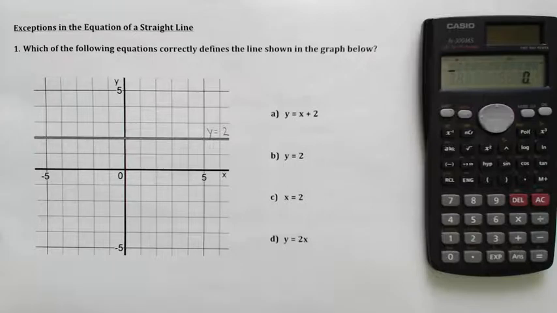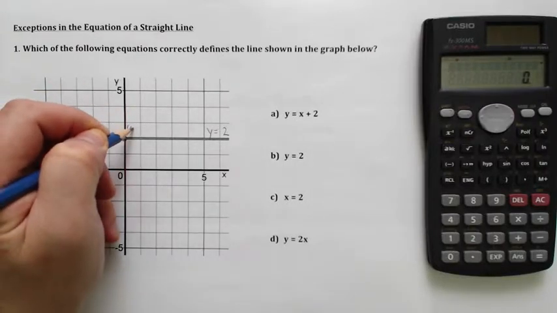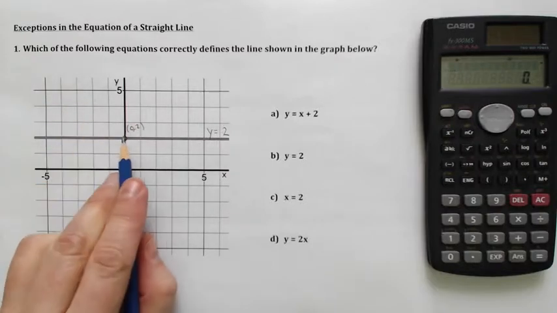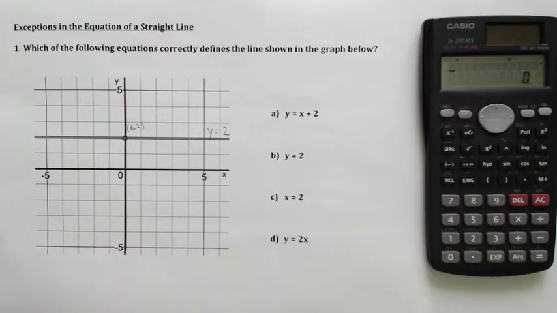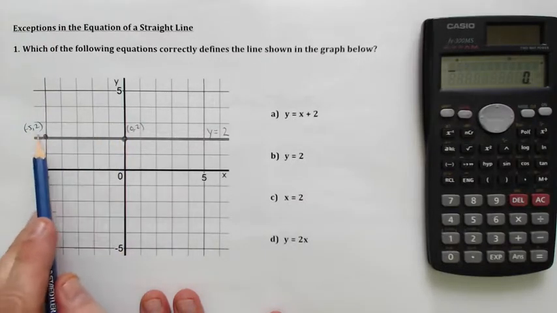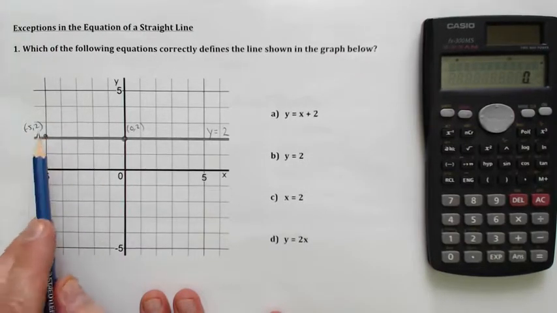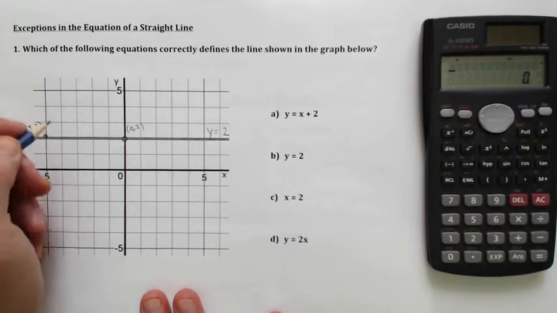A nice way of thinking about this is, if you look at this point here, for example, this is the point (0, 2). So the x is 0, the y is 2. And over here we have the point (-5, 2). So the x has changed. It's no longer 0, it's negative 5. We've gone to the left. But we haven't gone up and we haven't gone down. The y has not changed.